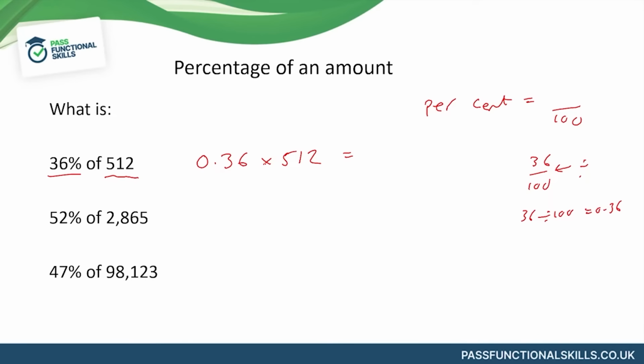So this is all we need to do: 0.36 multiplied by 512, and that comes to a total of 184.32. 52%, the percentage multiplier is, well, if 36% goes to 0.36, then 52% goes to 0.52, and so the calculation is 0.52 times 2865.